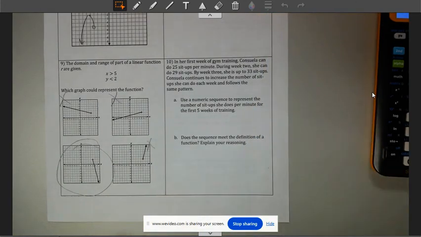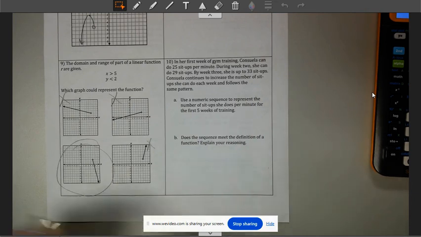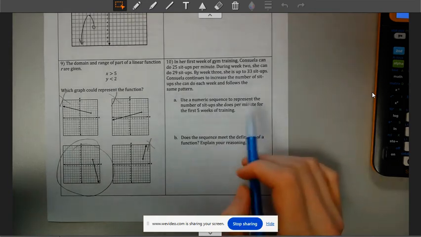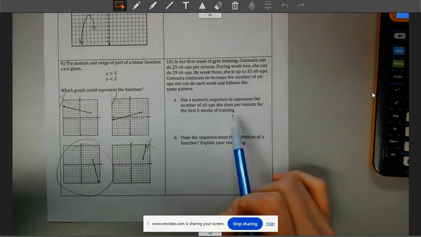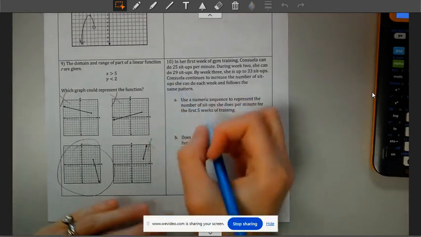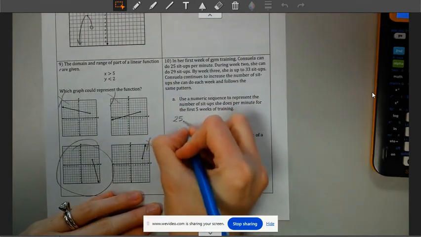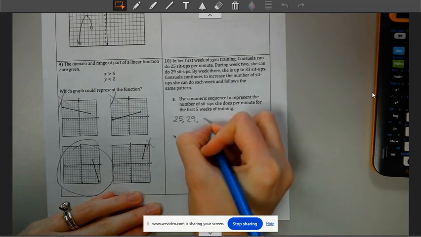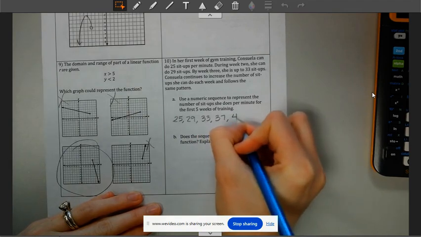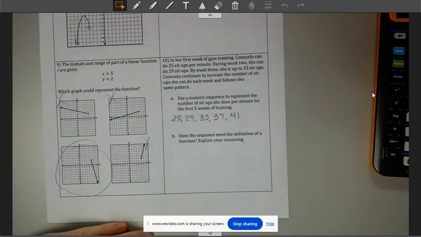Number 10, in her first week of gym training, Consuela can do 25 sit-ups per minute. During week 2, she can do 29 sit-ups. By week 3, she is up to 33 sit-ups. Consuela continues to increase the number of sit-ups she can do each week and follows the same pattern. Use the numeric sequence to represent the number of sit-ups she does per minute for the first 5 weeks. Okay, sequence. I'm adding this time, so I'm going to do 25, then I add 4 to get to 29, add 4 to 33, add 4, that's 37, add 4, that's 41. There's the first 5 terms.